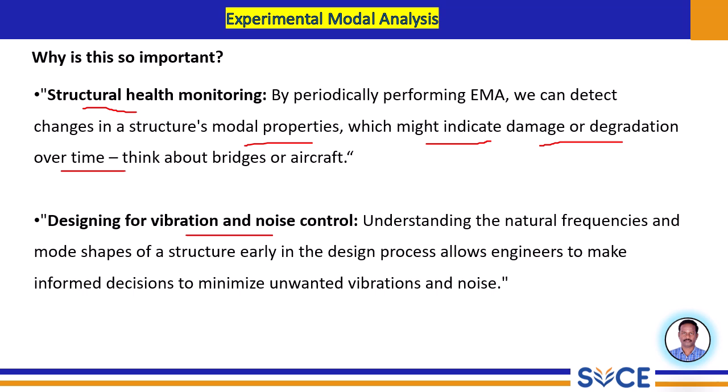This might mean choosing different materials with higher damping properties, modifying the geometry to shift natural frequencies away from the excitation sources, or incorporating vibration isolation and damping treatments into the design. By addressing potential vibration and noise problems at the design stage, we can avoid costly redesigns and ensure a smoother, quieter, and more reliable final product. Whether it is a machine or structure, vehicle, bridges, or buildings.